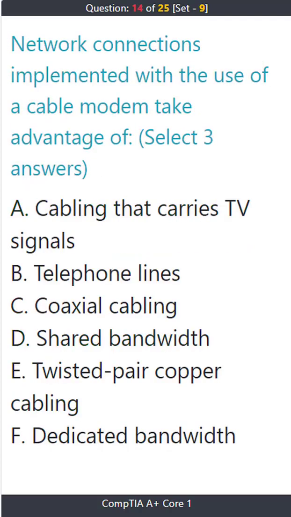Question 14. Network connections implemented with the use of a cable modem take advantage of, select 3 answers. A. Cabling that carries TV signals. B. Telephone lines. C. Coaxial cabling. D. Shared bandwidth. E. Twisted pair copper cabling. F. Dedicated bandwidth.